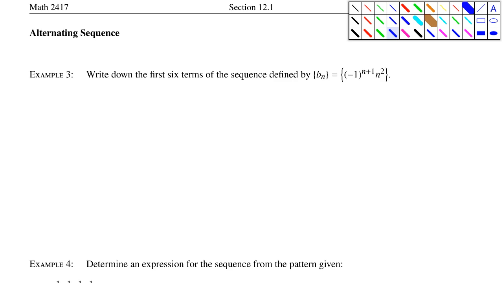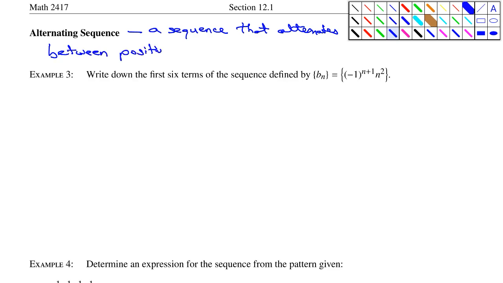One special type of sequence is called an alternating sequence. An alternating sequence is a sequence that alternates between positive and negative terms.